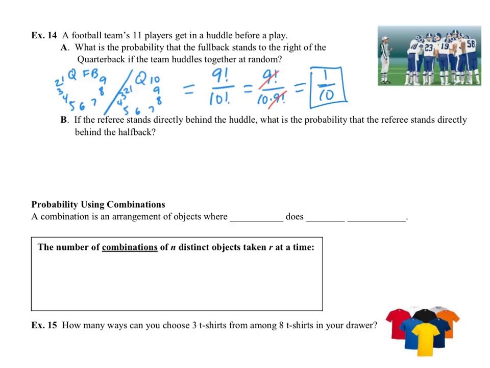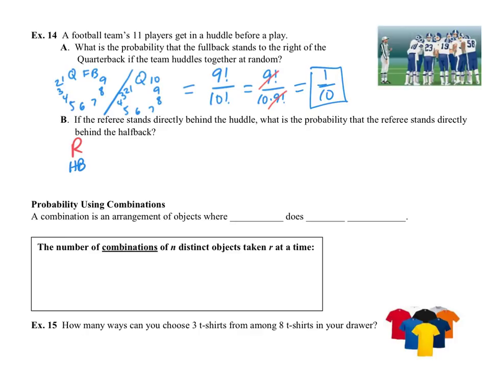Now, part B says, if the referee stands directly behind the huddle, what is the probability that the referee stands behind the halfback? Okay, so now the referee creates what we call a reference point. So this really isn't a circular permutation anymore. Now it's just a linear permutation. So I'm just going to put an R to represent the referee, which is our fixed reference point. And then I'm going to stand him next to the halfback.